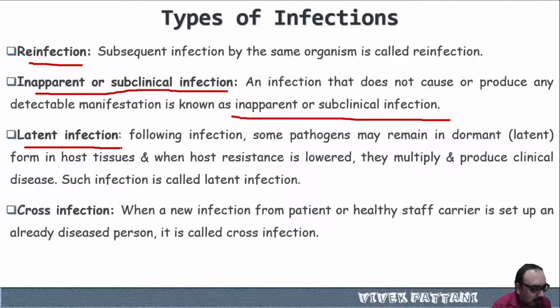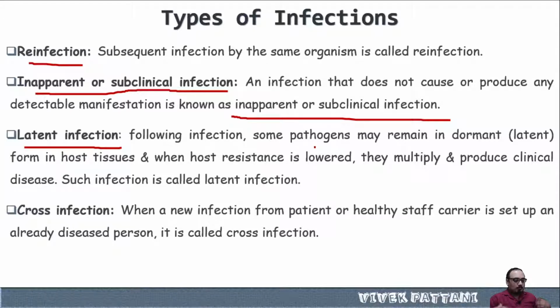Now next comes the latent infection. Following the infection, some pathogens may remain dormant, or in latent form, in the host tissues. When the host resistance is lowered, they multiply and produce clinical disease. Such an infection is called a latent infection.